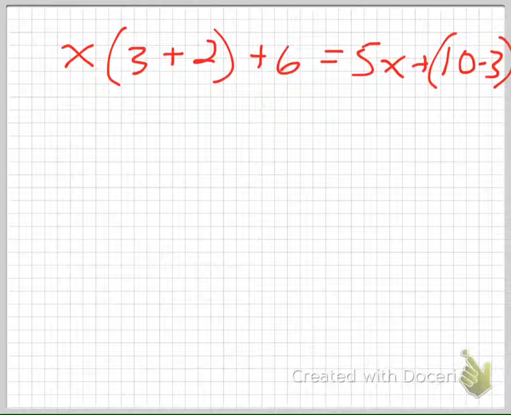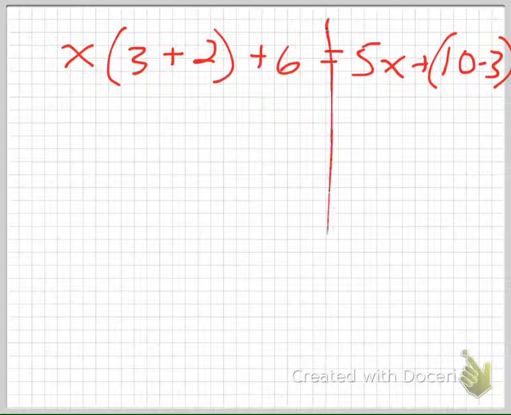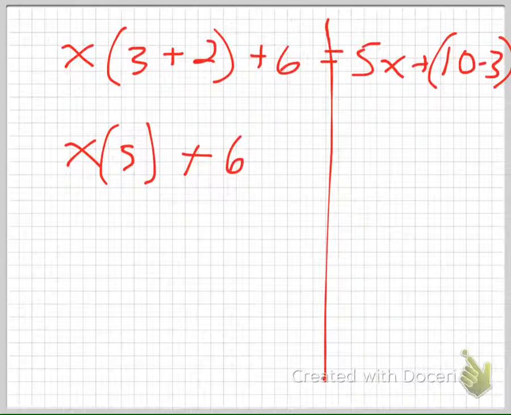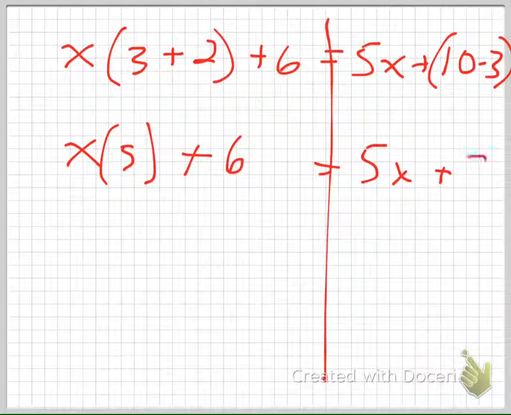First thing we do, any equation, first thing we do, line down the equal sign. Okay, now I need to simplify both sides. Lots to do. What do you recognize over here? Well, it looks like distributive property. It's not. You don't need to do the distributive property. What's 3 plus 2? 5. So I have x times 5 plus 6 equals, over here, 10 minus 3 is 7, so 5x plus 7.